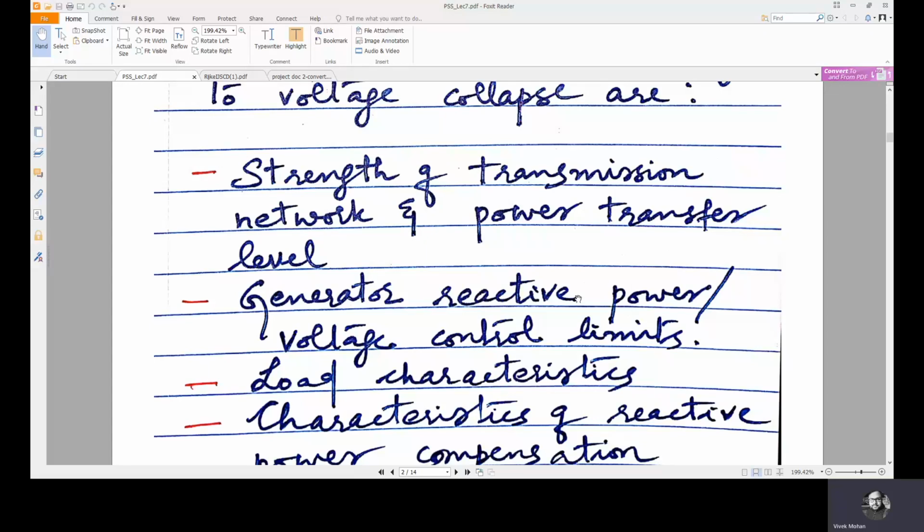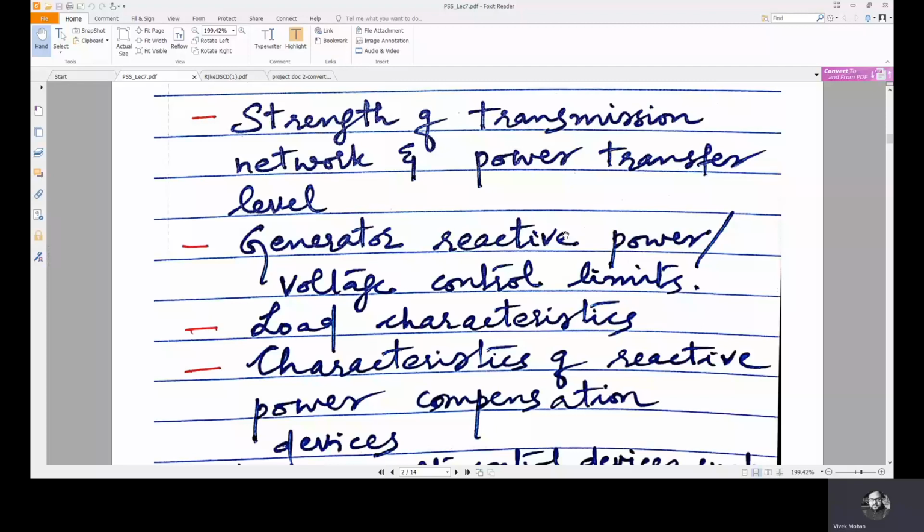Now the characteristics of reactive power compensation. Reactive power compensation devices can be FACTS devices or even capacitor switching, by means of switching of capacitors. In these cases, we have a maximum reactive power compensation limit of any device. So the characteristics of this reactive power compensation limit also causes the voltage instability.